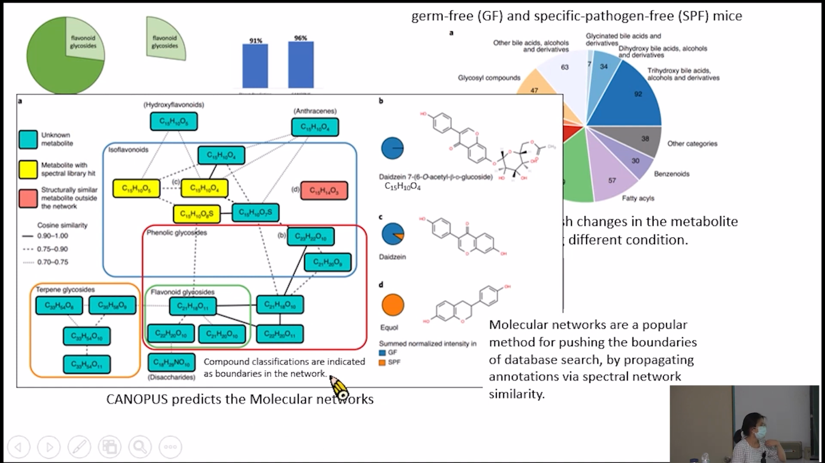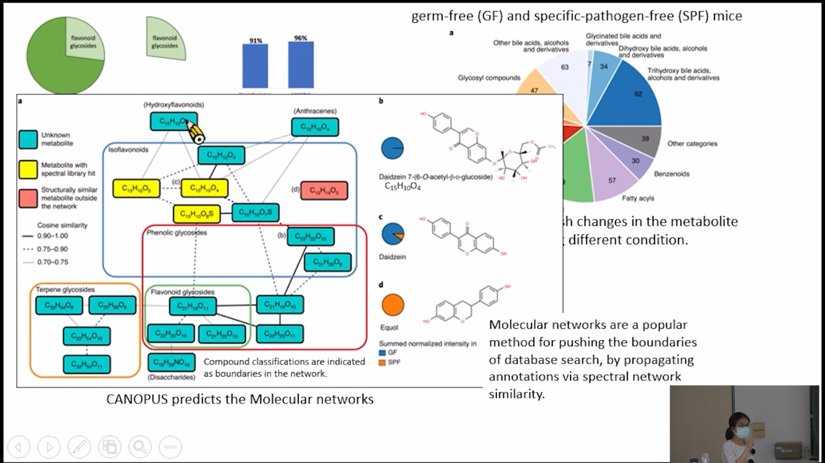Okay. And they also mentioned that CANOPUS can predict the molecular network. And molecular networking is also a very popular method. It can help us push the search boundary and get the potential metabolites under the spectrum data. Okay. So what they found is that this color means the spectrum data is already a reference hit, already in the reference library. And this green color means that it is not in the reference. It's based on the structure. Okay, so they get this.